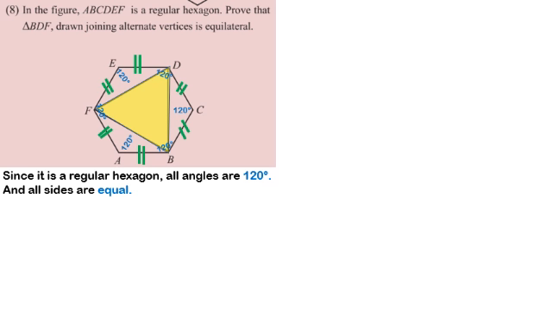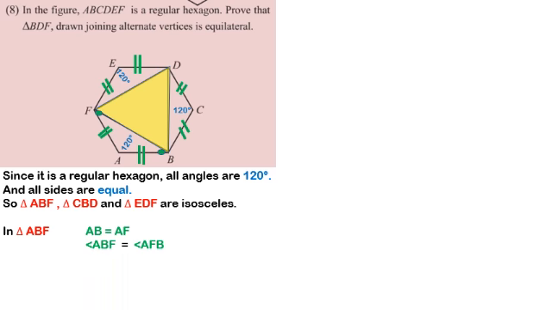So we can say two sides of triangle ABF, triangle CBD and triangle EDF are equal. So we can say triangle ABF, triangle CBD and triangle EDF are isosceles triangles. So we can write in triangle ABF, side AB equal to AF. And we know angle opposite to equal sides are equal. That is, angle ABF equal to angle AFB.